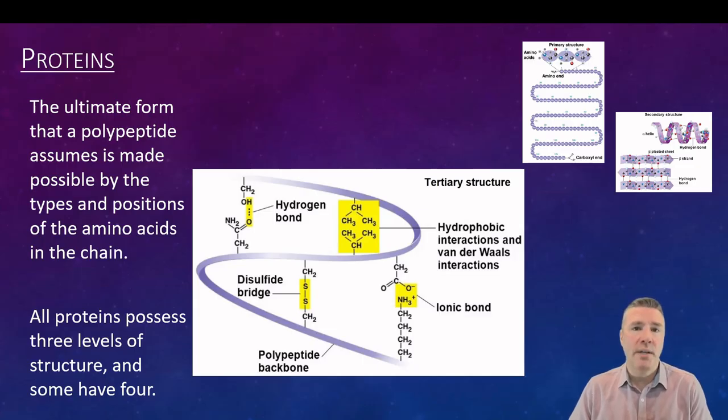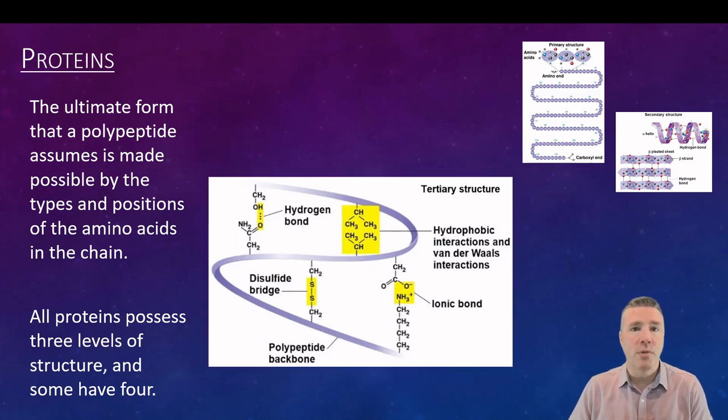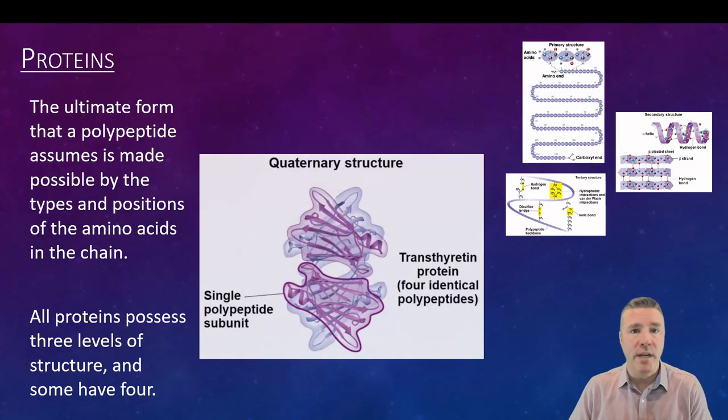Primary, secondary, and tertiary structure are present in every single protein. Some proteins, however, are the result of more than one polypeptide chain associating together. These proteins are said to have quaternary structure.